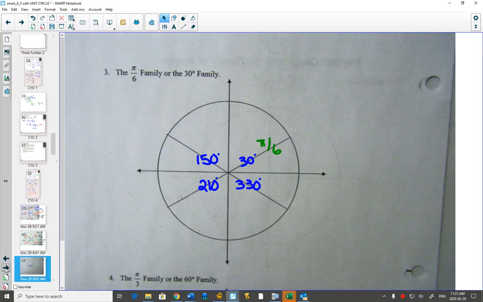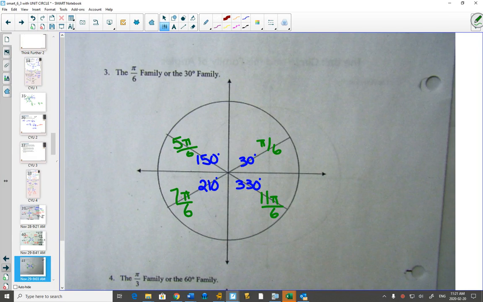All right, let's see how we did. Did you get 5 pi over 6 here? Again, you could do pi minus pi over 6, 6 pi over 6 minus 1 pi over 6. Here, 6 pi over 6 plus 1 pi over 6 gives you 7 pi over 6. And this one, 12 pi over 6 minus 1 pi over 6, 11 pi over 6.